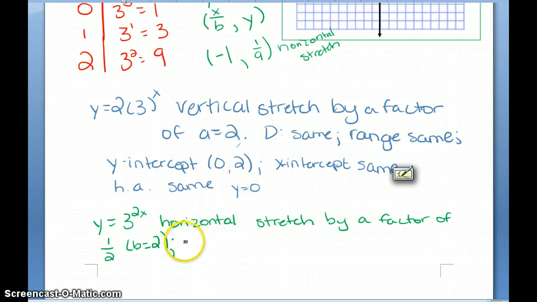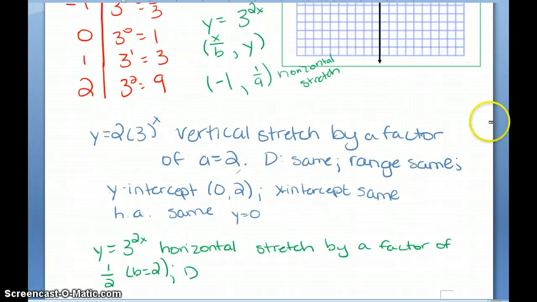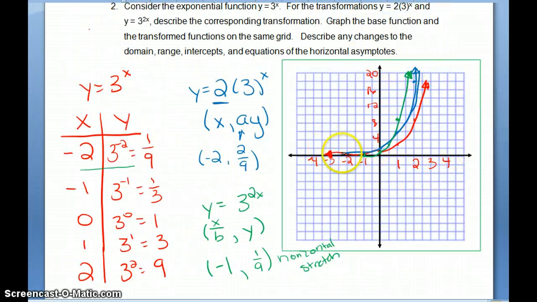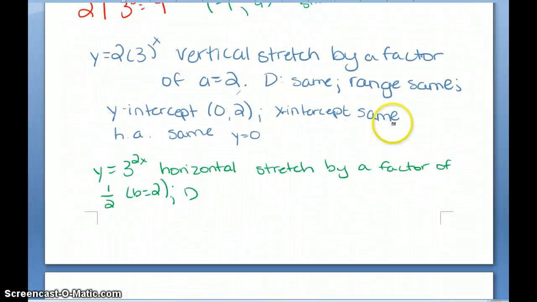Then, looking at the domain and range, your values just got stretched, so I guess we can look at the domain and range right now. Your domain didn't change and your range didn't change, okay? So compared to that base function, your domain is the same, and your range is the same.